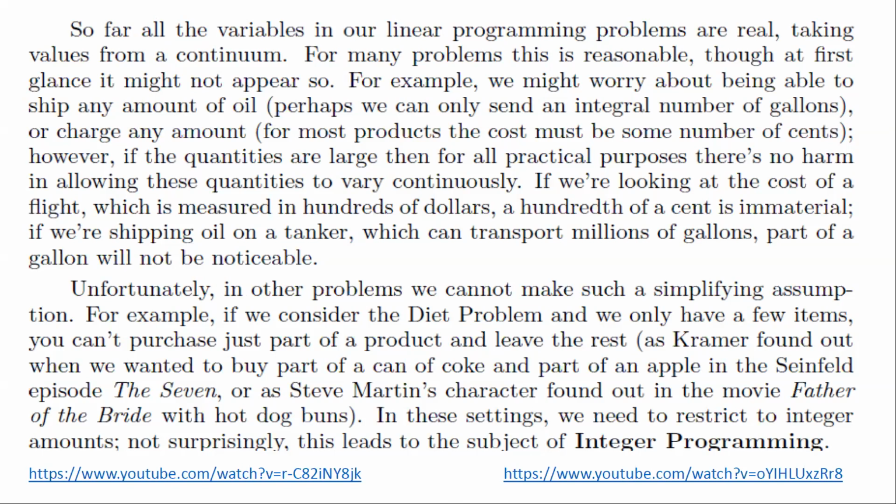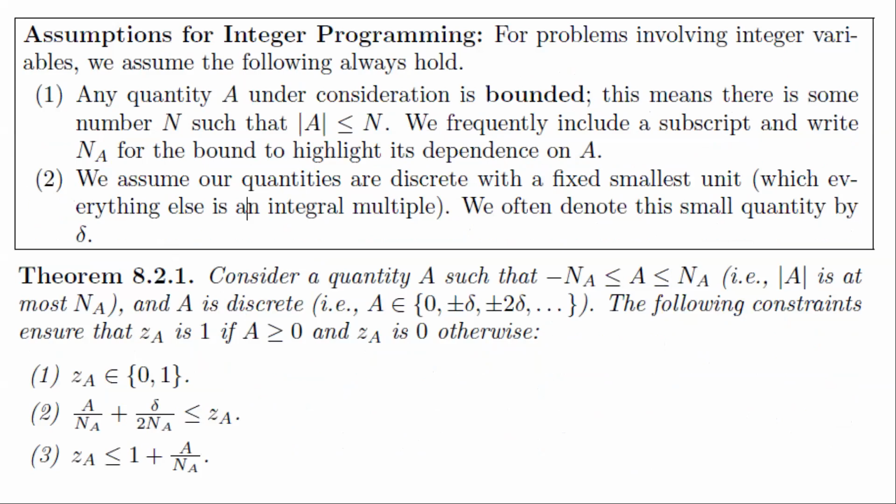It turns out we can handle a bunch of things with integer programming. Here we want to allow some of the variables to be discrete. What do we need? One of the things I want is for any quantity under consideration to be bounded, and I want to assume that there's a fixed smallest unit, of which everything else is an integral multiple. These are not tremendous assumptions. You can weaken them, but it leaves a bunch of natural things you can do. I'm going to show just one example. You are welcome to look at it later if you're interested. Consider some quantity A that lives between minus NA and positive NA. We want a new variable ZA that will be 1 if it's positive and 0 otherwise.